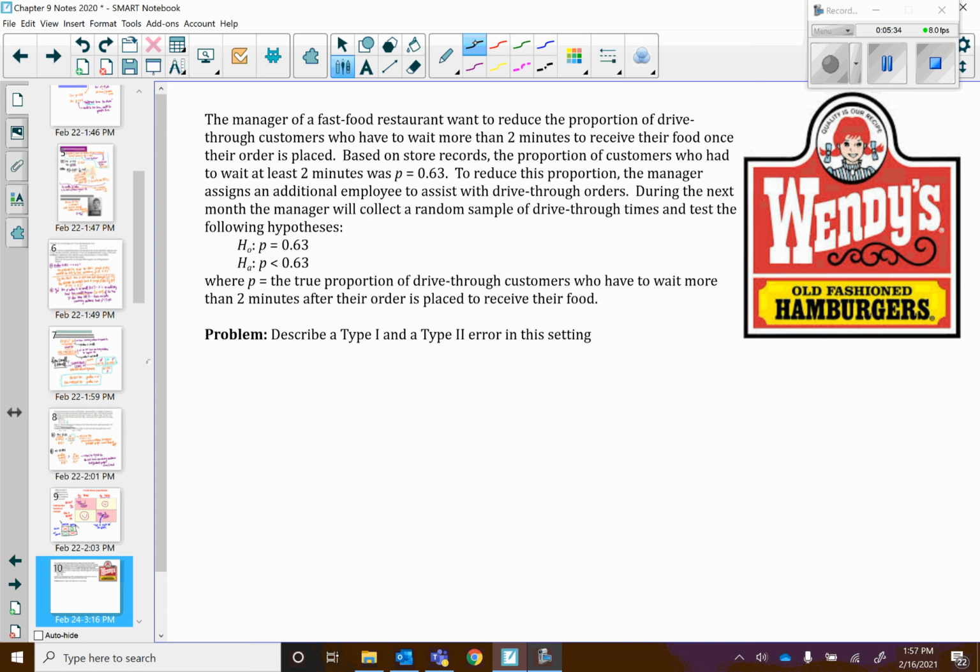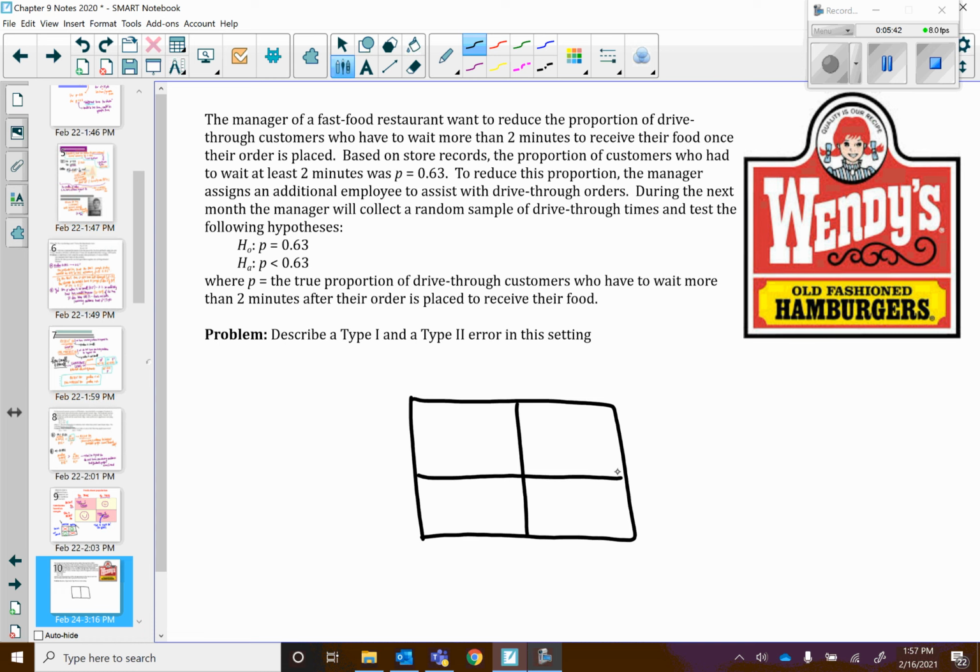They want us to describe a type 1 and a type 2 error in this setting. So to help us, I'm going to redraw my table, but I'm going to give context to the problem. So either the null is true, P is equal to 0.63, or the null is not true, which would mean the alternate is true. And either we are going to reject it, or we will fail to reject it.